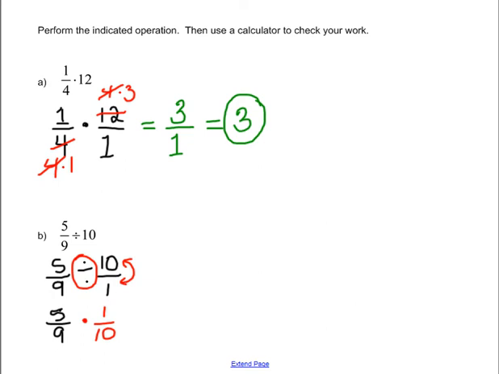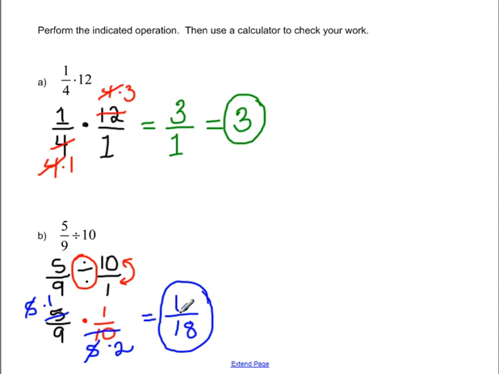And when we come in now to do the multiplying, we can see that we've got a common factor of 5. So 10 is 5 times 2, and 5 is 5 times 1. And we cancel out those 5's. We're left with 1 times 1 equals 1 for my numerator. 9 times 2 is 18 for the denominator. Now we want to be careful not to change this to 18. Notice that the 1 is in the numerator here. 1/18 is not the same as 18, so we want to leave it in this form.